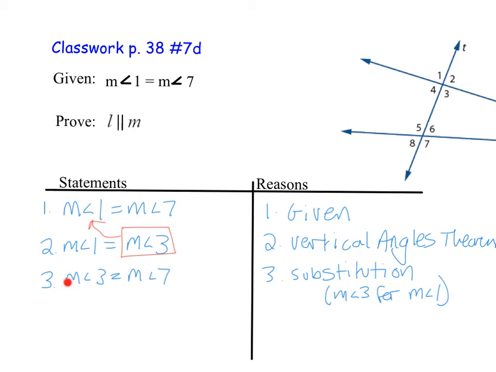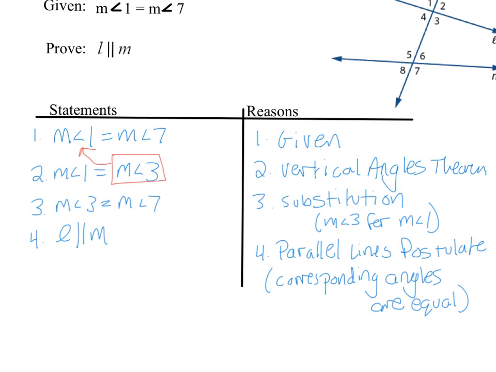I just showed that those are equal in measure to each other, and therefore I can say that this line here, L, is parallel to M because of the parallel lines postulate. Remember, that's a biconditional statement. So showing corresponding angles are equal then justifies that these two lines are parallel. So again, my final step is to say that the parallel lines postulate shows that L is parallel to M, and my reasoning for that is because I have corresponding angles are equal.